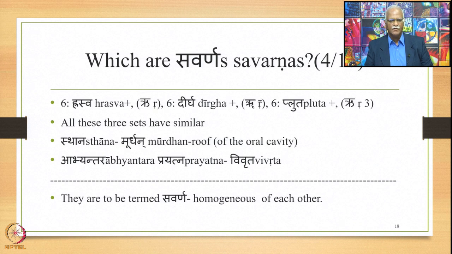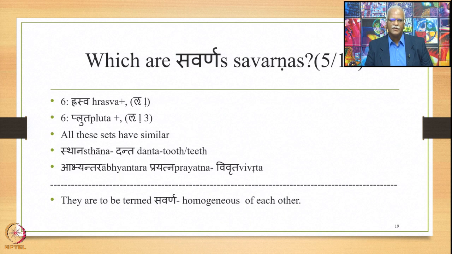Similarly, we have 18 varieties of ru. All these have similar sthana, namely murdhan, and also abhyantara prayatna, namely vivruta. So these 18 varieties are to be termed savarna or homogeneous of each other. Only short ru gets mentioned in the Pratyahara Sutra, and 1169 says that this short ru stands for its homogeneous sounds, namely all the 18 varieties.